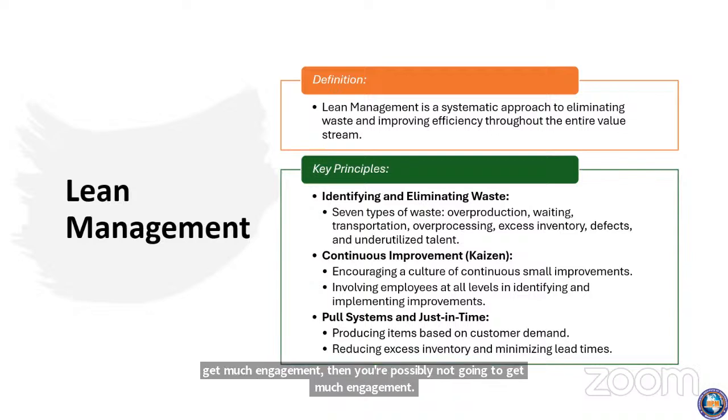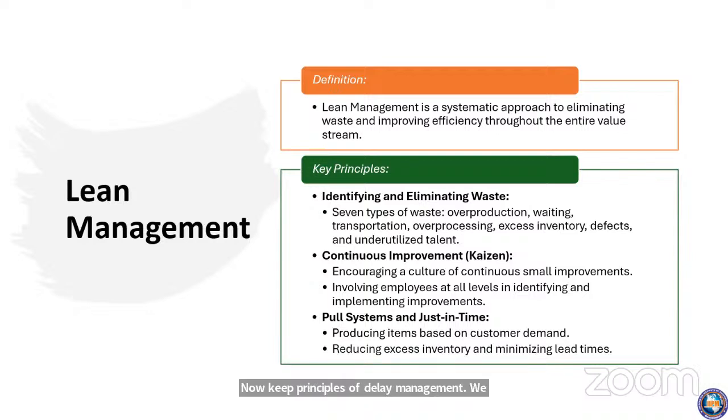Now, key principles of lean management. We have identifying and eliminating waste. There are 7 types of waste considered here. We have overproduction, waiting, transportation waste, overprocessing waste, excess inventory waste, defect waste, and underutilized talent. All these things are considered as waste.